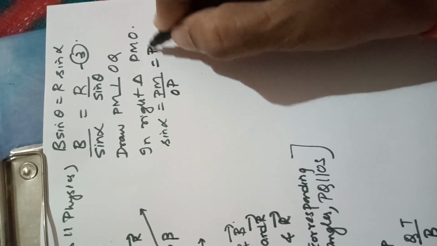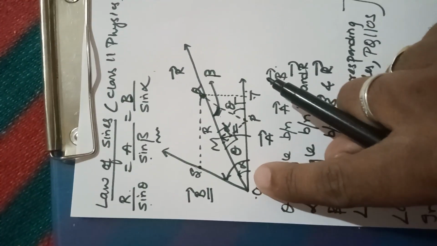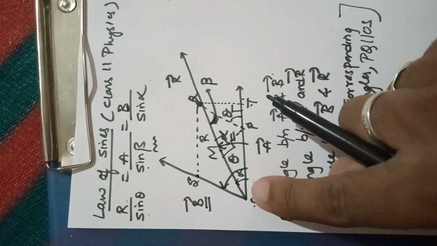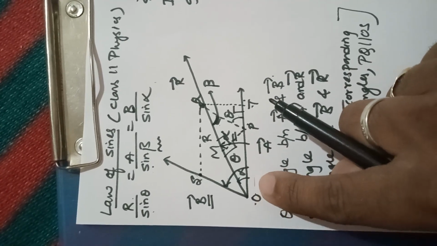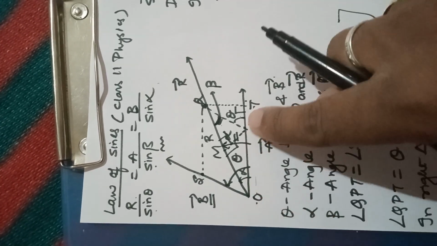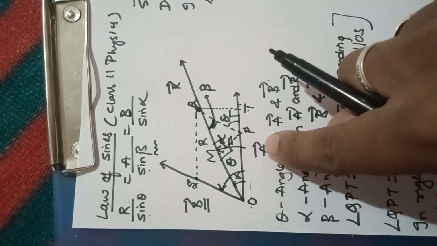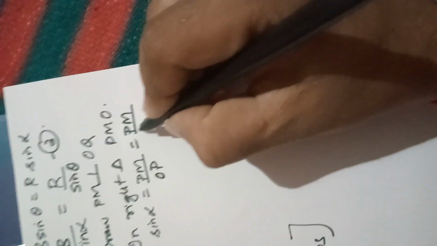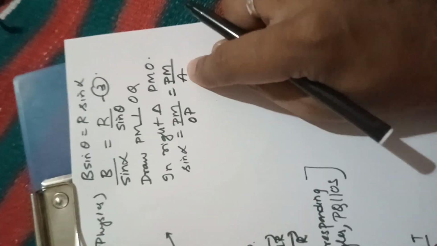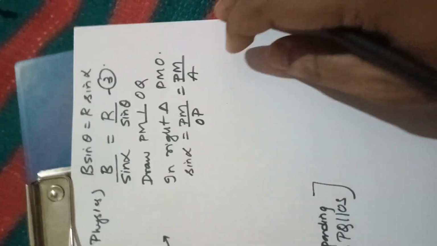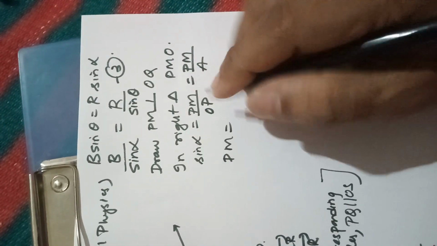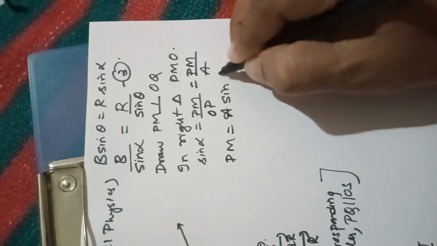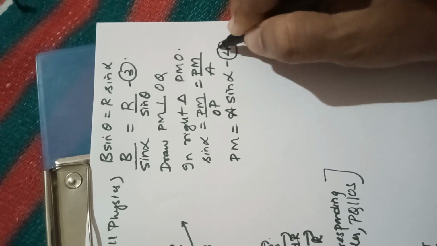Now this is PM. What is OP? The length of side OP gives us the magnitude of vector A. So instead of OP, I'm writing A, the magnitude of vector A. Now cross multiply: PM will be equal to A sin alpha. PM is equal to A sin alpha. Let's call this equation 4.